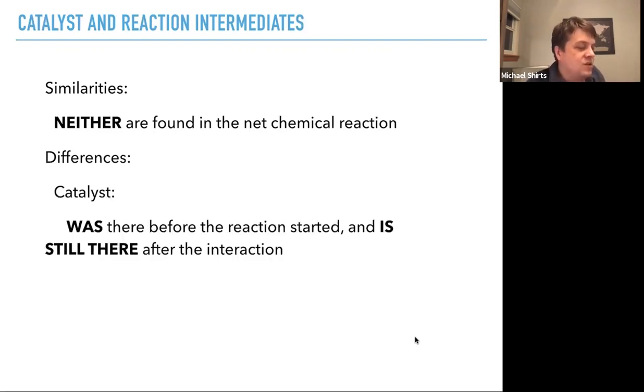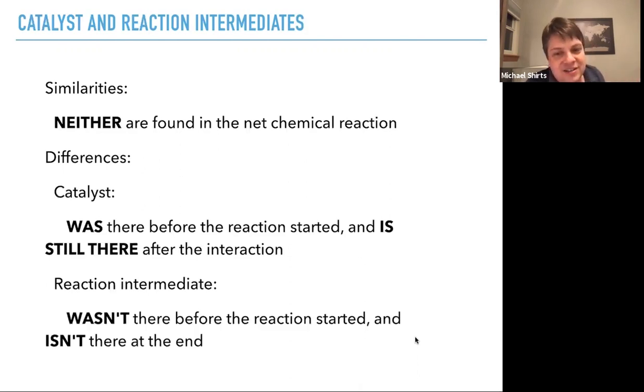A catalyst was there before the reaction started and is still there after all the interactions occur. Whereas a reaction intermediate wasn't there before the reaction started and isn't there at the end. So if you look at the mechanism carefully, you can very easily see, is it something that is present initially? It doesn't have to be in the first step, because it might not be involved till 2 or 3 steps, right? You want to change the rate determining step, so it might not be involved till the rate determining step, but it occurs there, and then it is produced again at the end, whereas the reaction intermediate wasn't there before and isn't there at the end.